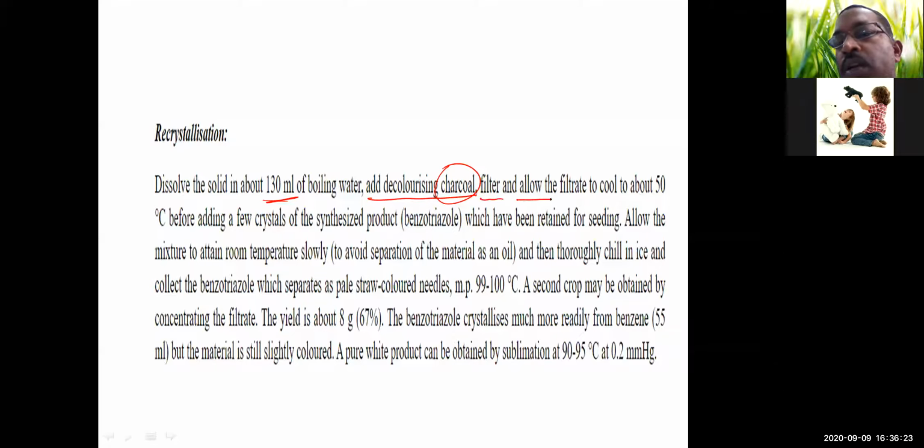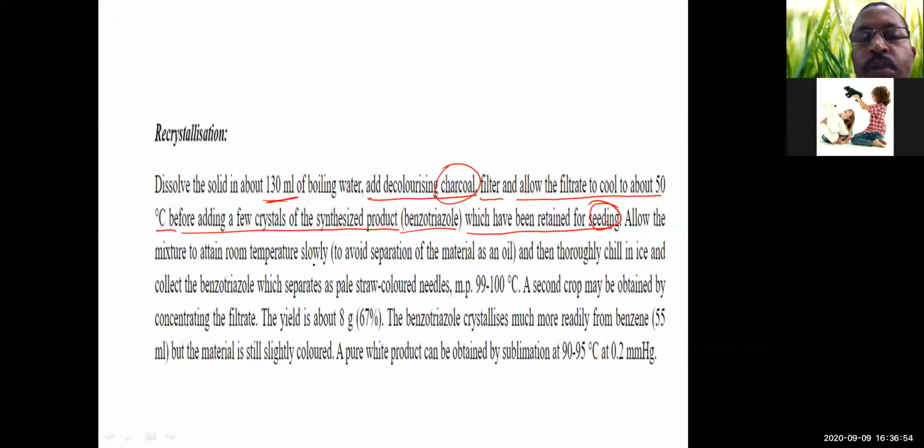Then filter and allow the filtrate to cool to about 50 degrees centigrade before adding a few crystals of the synthesized product. This is called seeding. If the crystallization does not begin, you can add one or two grains of this benzotriazole, which will set in the recrystallization process. We call this process seeding.